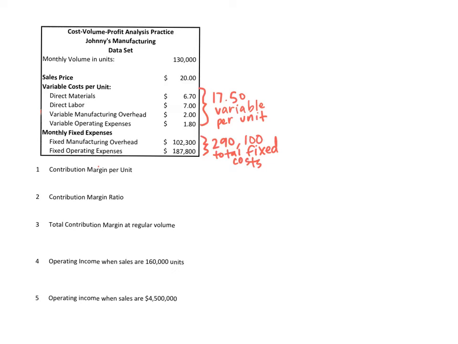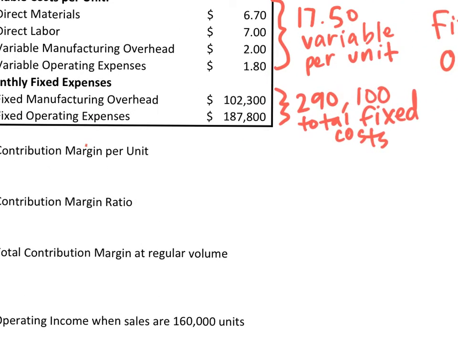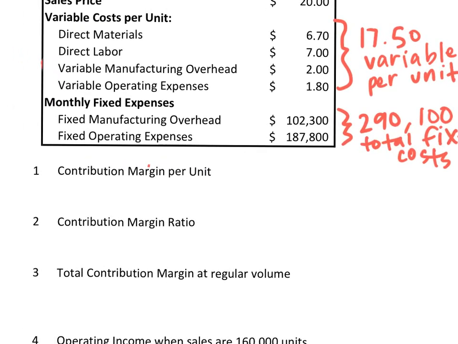The other thing we need to address is abbreviations that I'm going to use in my equations in order to take up less space and save some time. Sales revenue will be abbreviated SR, variable costs as VC, contribution margin as CM, fixed costs as FC, and operating income as OI. Now we're ready for our first calculation, which is contribution margin per unit.